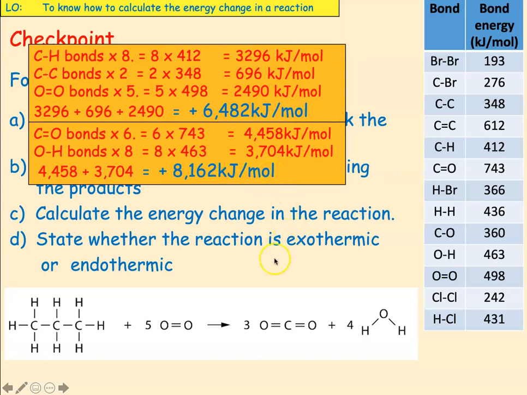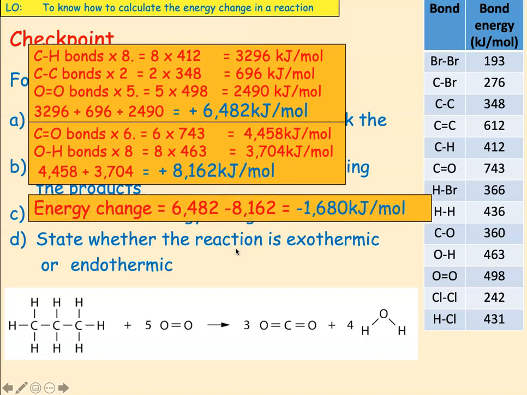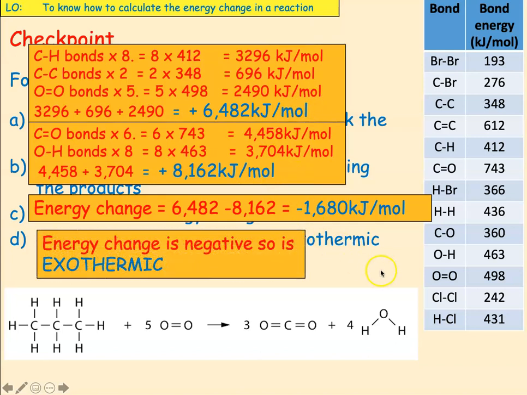Now, to get the energy change, you are going to take 8,162 from 6,468, and you get minus 1,680 kilojoules per mole. And because it's a minus number, you can see that this number is bigger than that number. So the energy that we've got released making the products is more than the energy we've had to put in. So it is exothermic.